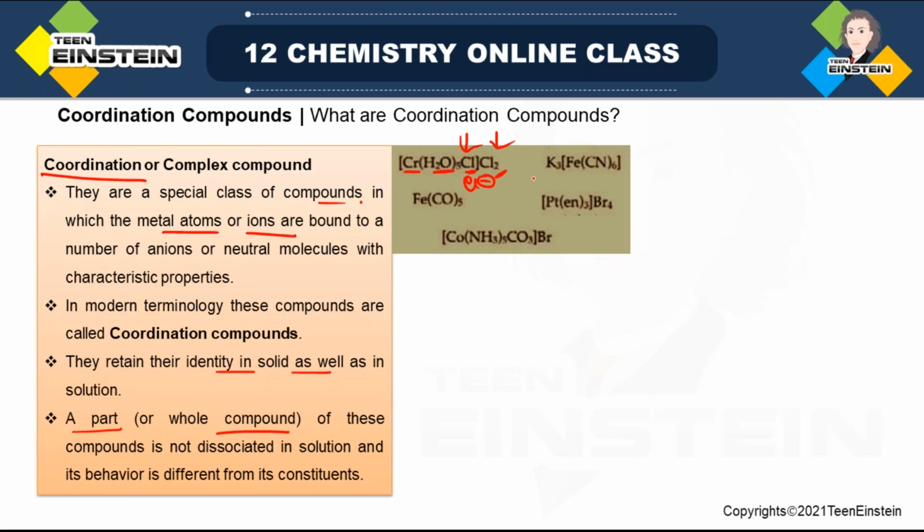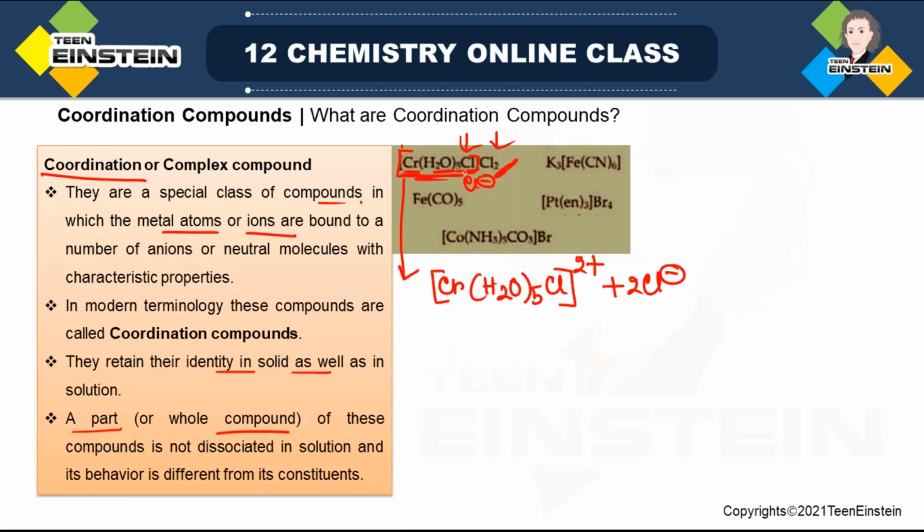The first example: chromium is attached with 5 water molecules and 1 chlorine within this third bracket, and outside the third bracket it is mentioned 2Cl-. Now when it dissociates, what will happen? You will get this type of cation, [Cr(H2O)5Cl]2+ and 2Cl-. So how am I writing it? Because the 2 chloride ions present outside the third bracket will be dissociating.